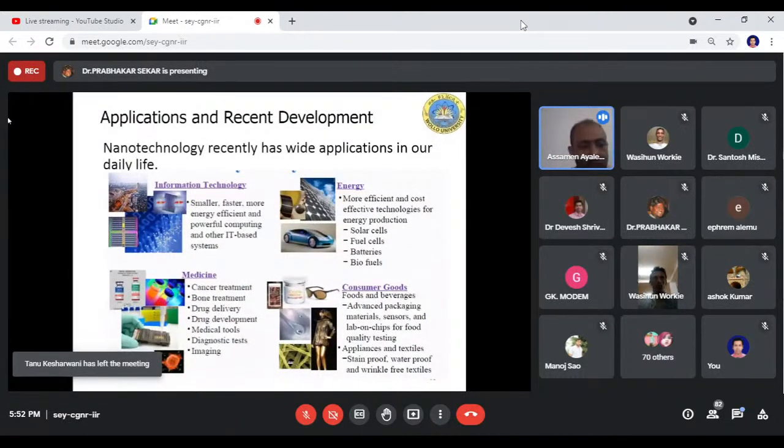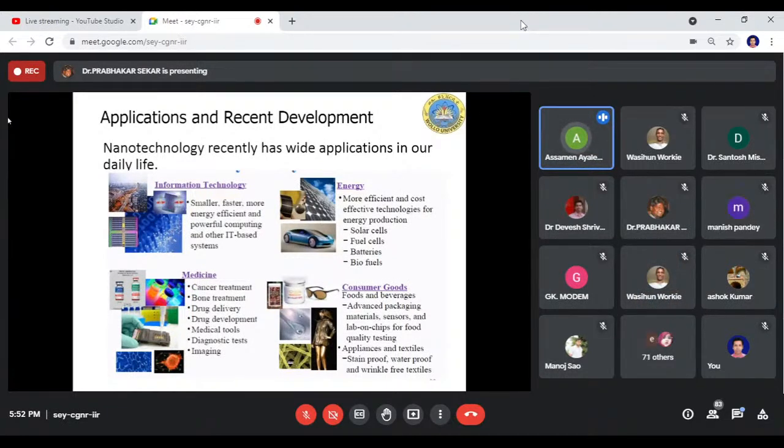When you come to the applications and recent developments of nanotechnology, it really has very wide application. For instance, take information technology in this digitalization era. There are many applications of nanotechnology there, for example the smallness of communication devices and the speed of devices, which are very important in information technology. Another wide application of nanotechnology is in energy. As you may understand, the demand for energy is one of the hot issues in the world, so energy is very important.